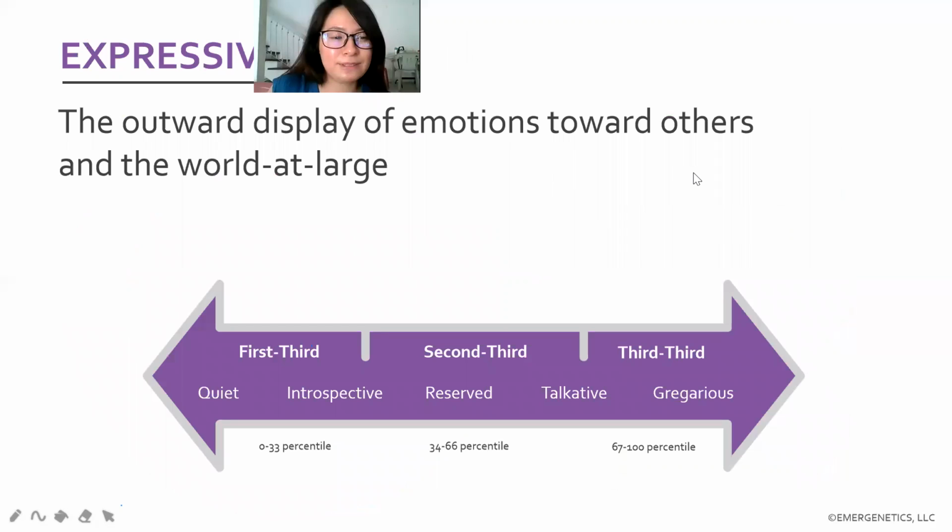Now, let's talk about the first behavioral. We call it expressiveness. Expressiveness is the degree of the outward display of your emotion. Let's say we split it into 3: a first third, second third, and third third. You look over the screen, there's a first third, second third, and third third.